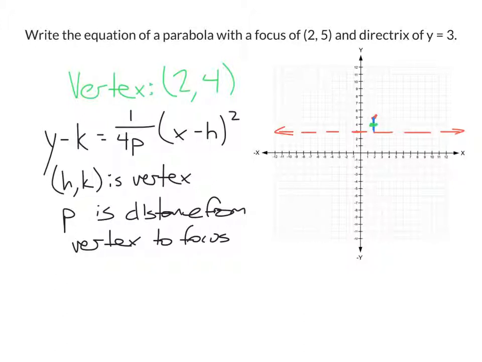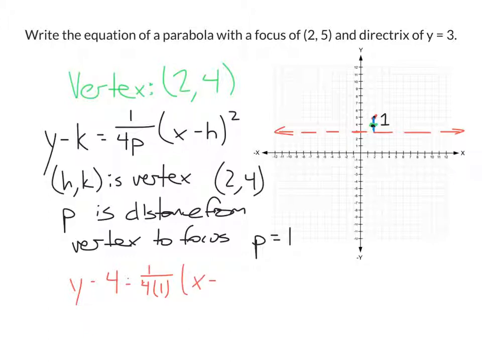Okay, now our distance from the vertex to the focus is just 1 unit. So that means my p-value is 1. And we know (h, k) is (2, 4). So let's use that information and write our equation for the parabola. So we do y minus, my k value is 4, equals 1 over 4 times, and we know p was 1, and then times (x minus, and my h value is 2) squared.